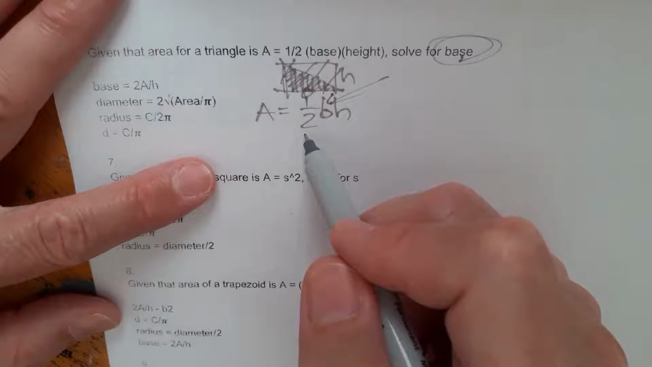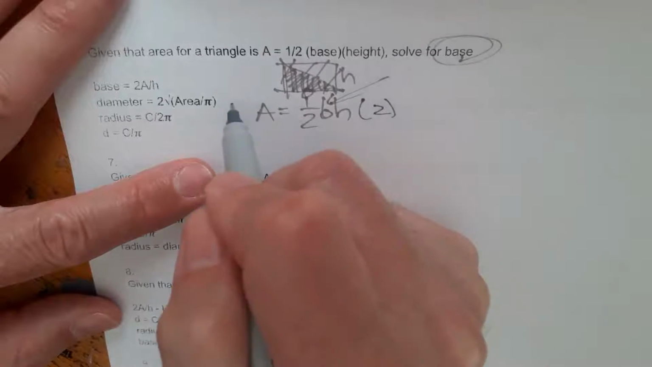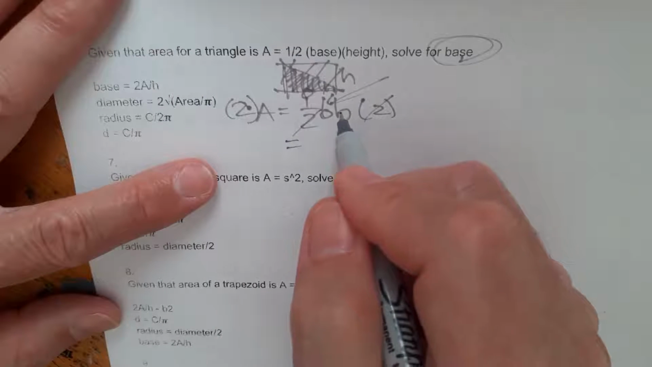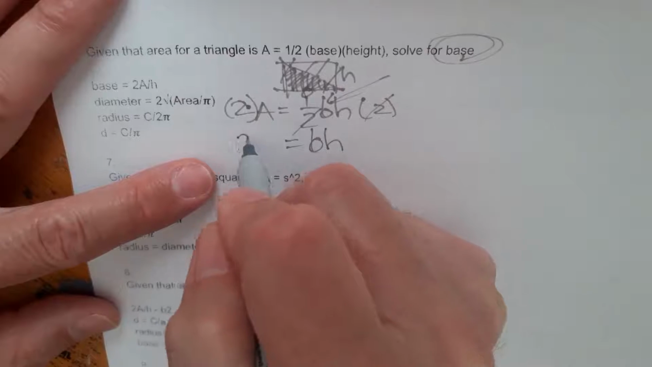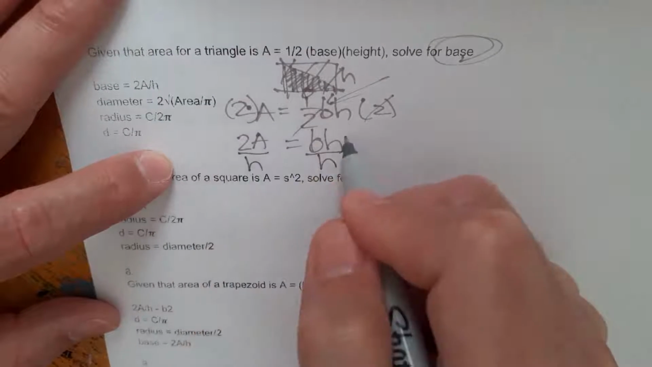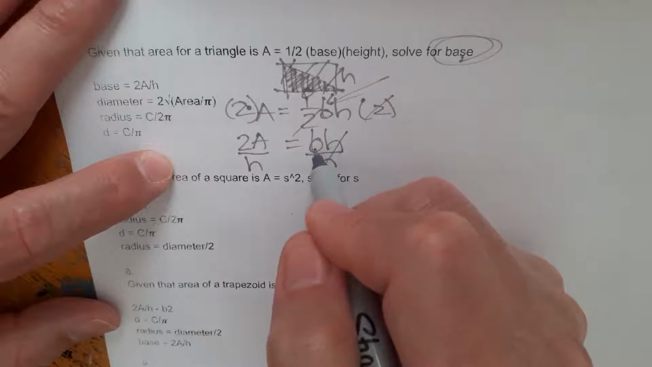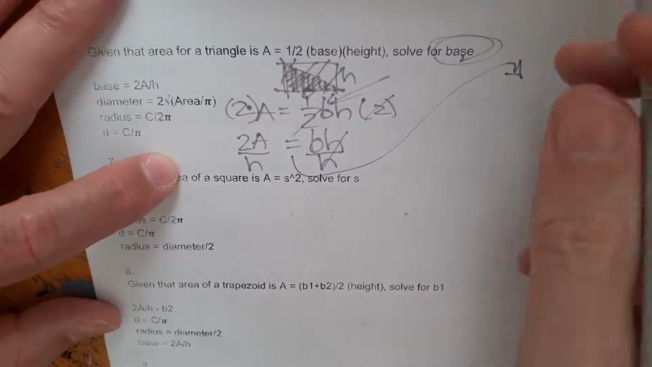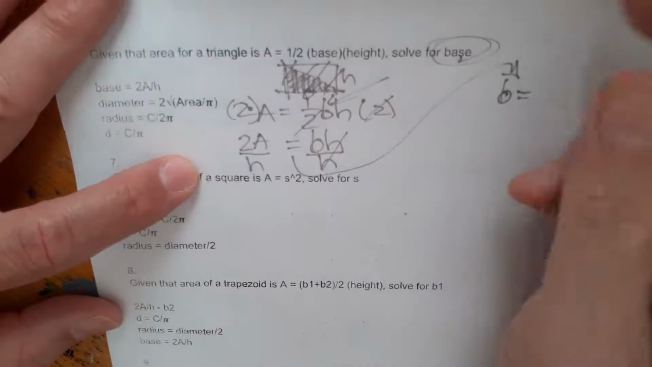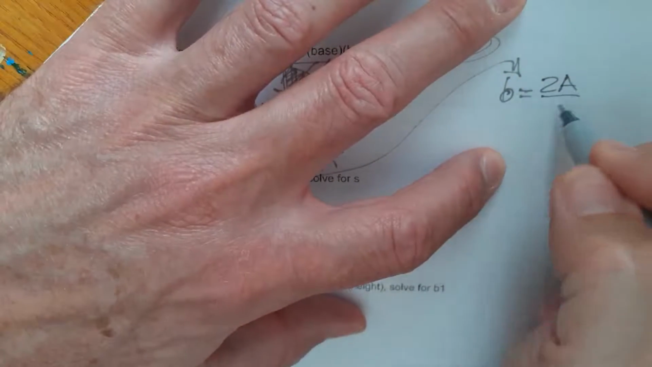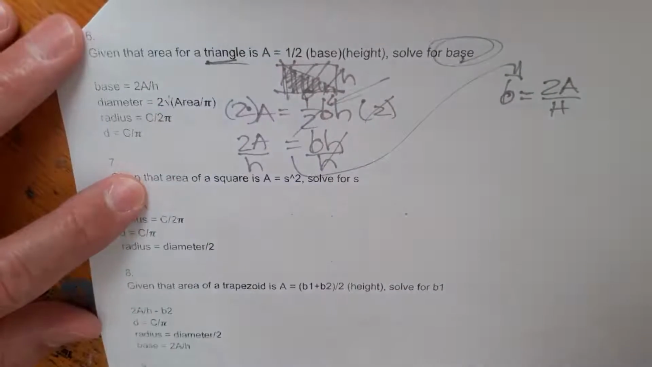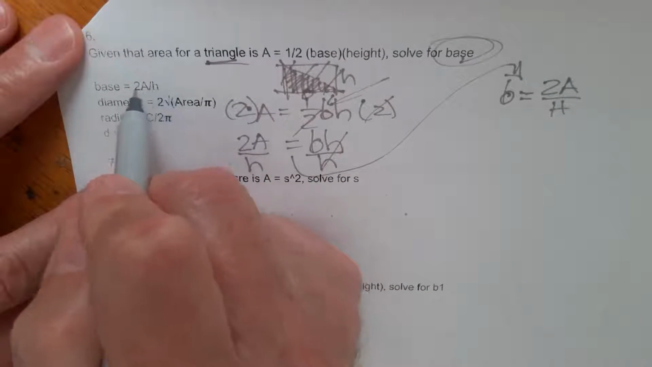So I might say this. Let's multiply both sides by 2. And that cancels the 2 from the right side. Now we're left with bh equals 2a. We want to solve for base, so let's divide by h on both sides. The h's disappear because h over h is 1. 1 times b is b. And we now have b equals 2a over h. 2 times area over h of this triangle. Okay, so base equals 2 area divided by h.